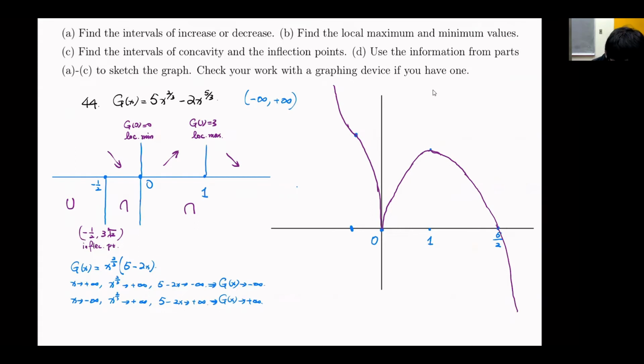Okay, I should probably mark a little bit over here to indicate that this is the number 3, and this is the number 3 times cube root of 2, and finally, let me move this a little bit right. So this is going to be equal to -1/2. All right, so this is basically how the graph looks.